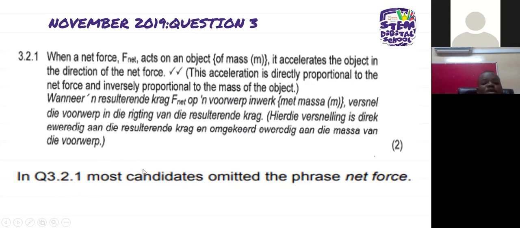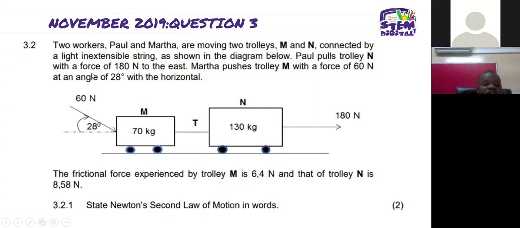Now, what are some of the mistakes that the learners are making? Learners omit the phrase net force, right? Some of you don't necessarily omit the entire net force, but you omit the word net. So when you say, when a force acts on an object, then you are going to forfeit marks because it is the net force that acts on the object and causes it to accelerate in the direction of the net force. So make sure that you include the word net.